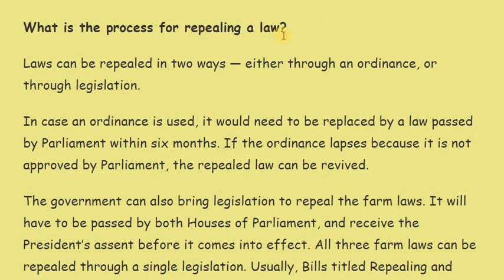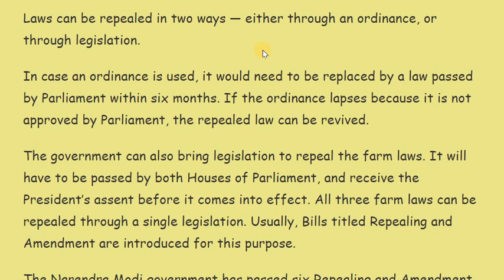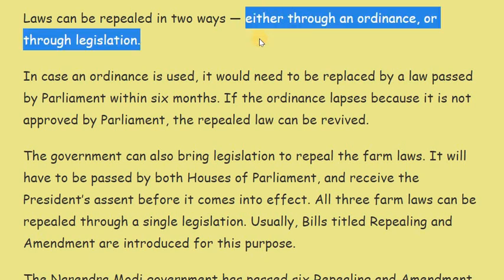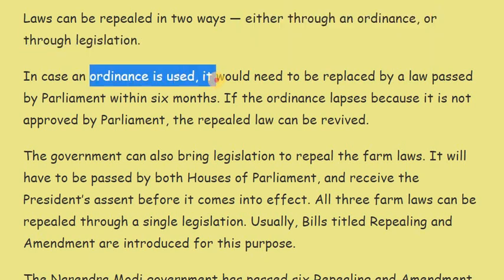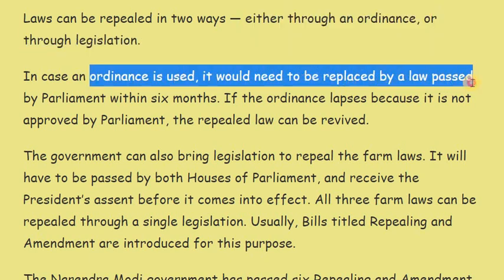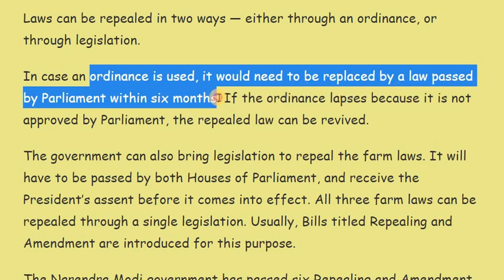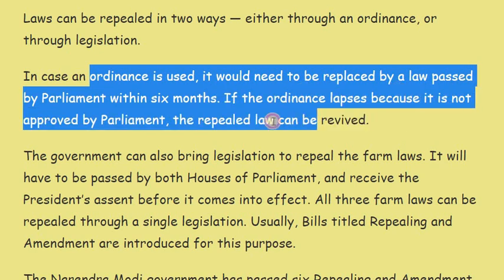What is the process for repealing a law? Laws can be repealed in two ways, either through an ordinance or through legislation. In case an ordinance is used, it would need to be replaced by a law passed by Parliament within 6 months. If the ordinance lapses because it is not approved by Parliament, the repealed law can be revived.